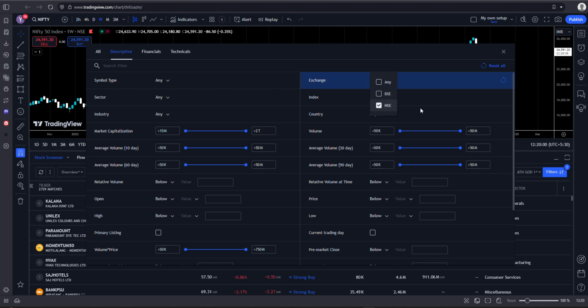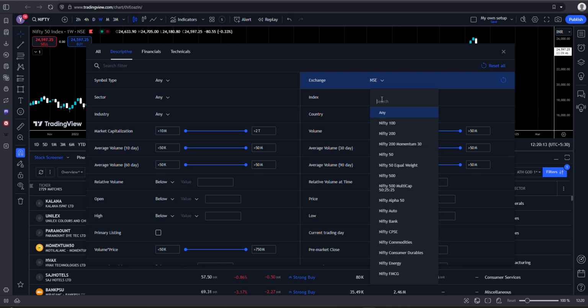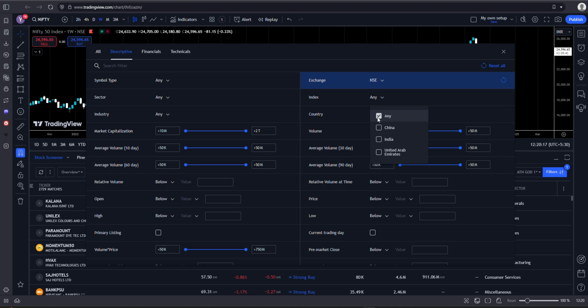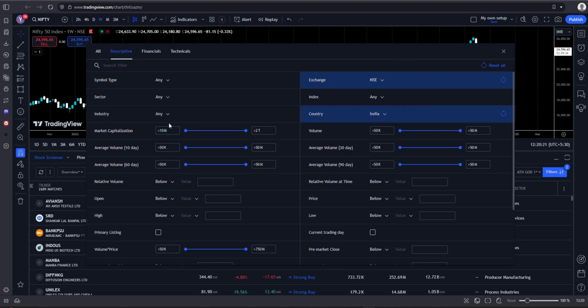We don't want BSE stocks to be listed because it includes mid cap, small cap, or even smaller companies that are directly related to operators. So we don't want any BSE stocks. The index you can let be on the universal index, and the country, of course, has to be India. That's it. Don't change anything on this side.